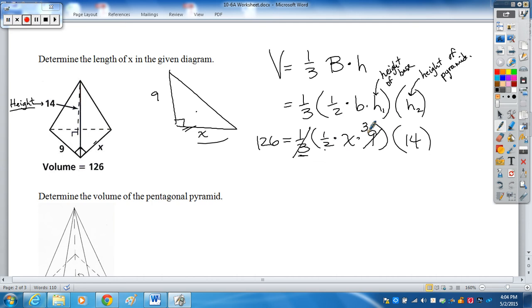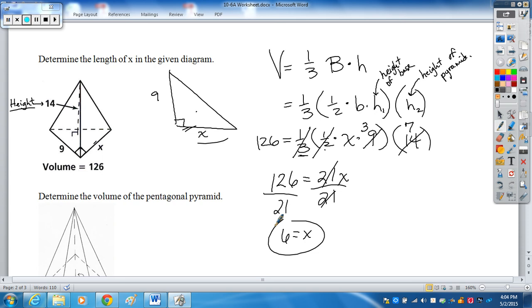Does half go into 3 evenly? No. Does half go into 14 evenly? It does. I should say this. Does 2 go into 14 evenly? It does 7 times. Okay? So in the end, you have 126 cubic units is equal to 21x. 7 times 3 is 21x. And then I would just divide by 21, and you get 6 as that length, the base edge length that you're looking at.